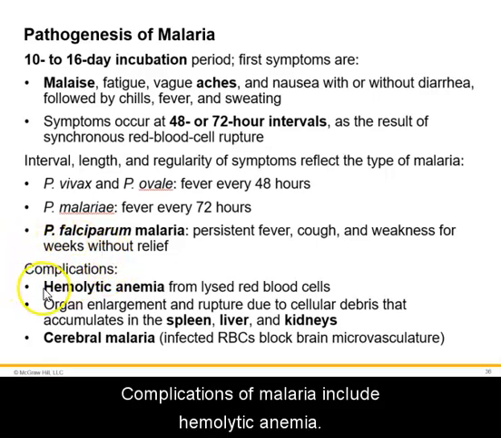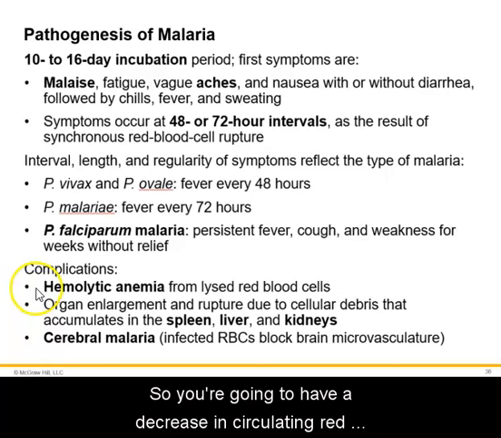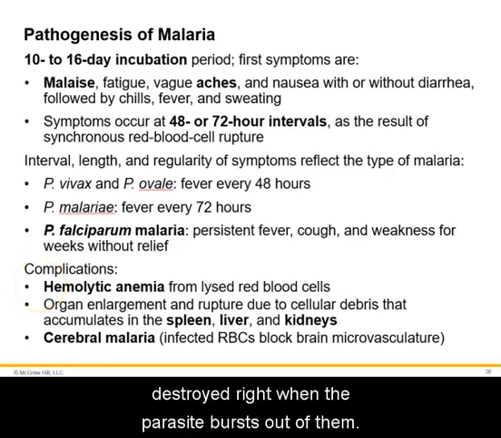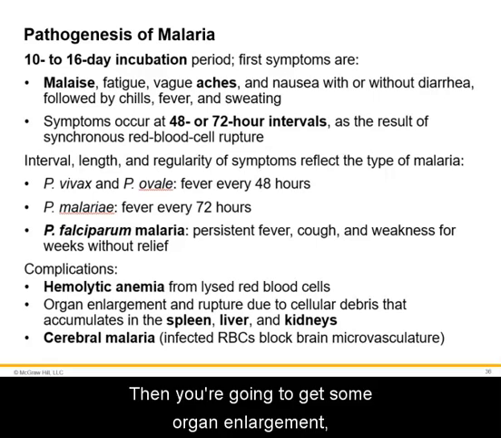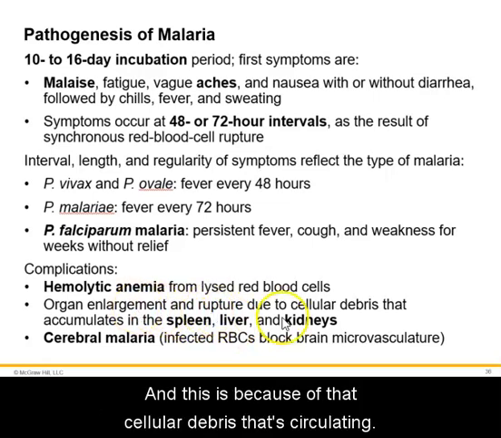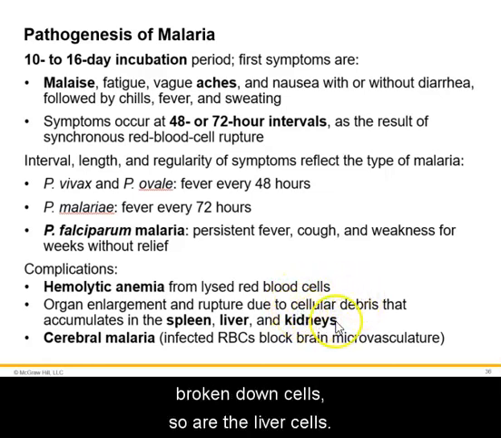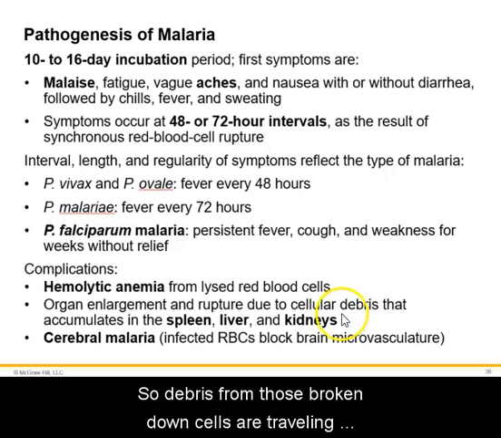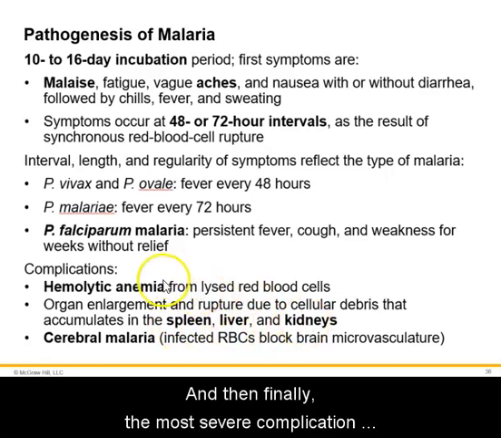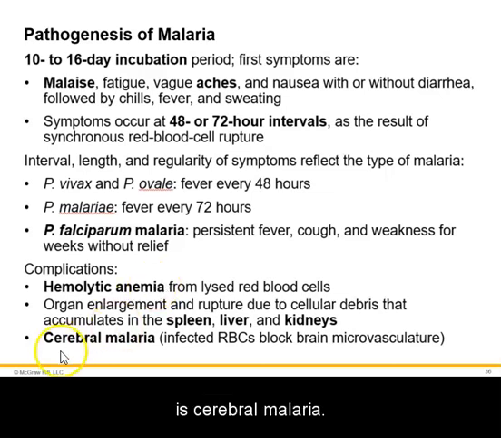Complications of malaria include hemolytic anemia. So you're going to have a decrease in circulating red blood cells because those red blood cells are being destroyed, right, when the parasite bursts out of them. Then you're going to get some organ enlargement, especially of the spleen and the liver. And this is because of that cellular debris that's circulating. Remember, the red blood cells are being broken down, so are the liver cells. So debris from those broken down cells are traveling through the bloodstream and get caught up in the spleen and the liver. And then finally, the most severe complication is cerebral malaria.